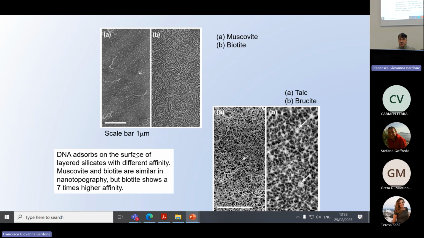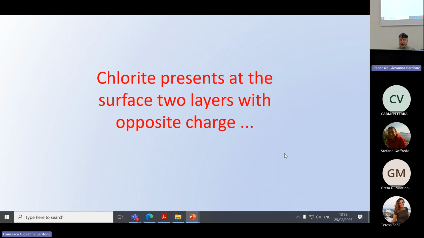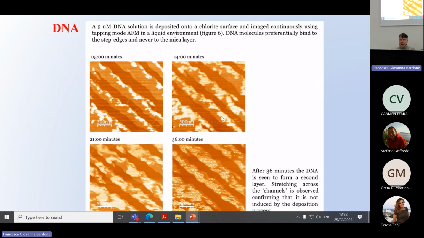This is just filaments of DNA absorbed on muscovite, on biotite, and different types of mineral have a different affinity for condensation of DNA. This is talc and this is brucite. In brucite, you also have entangling of the DNA filaments. But the chlorite presents two layers at the same time. And this is a measure of the absorption of the DNA as a function of time on chlorite. Chlorite tends to agglomerate DNA only on the positive part.